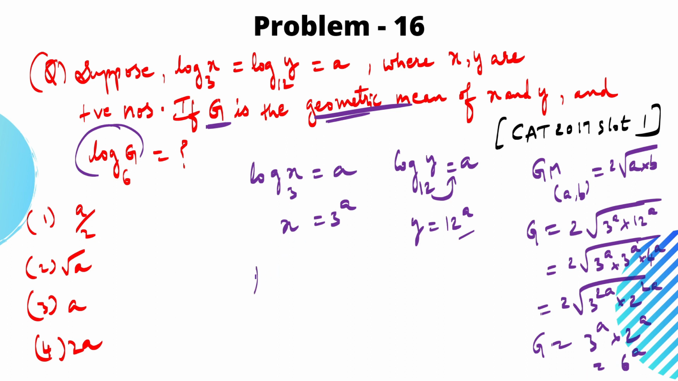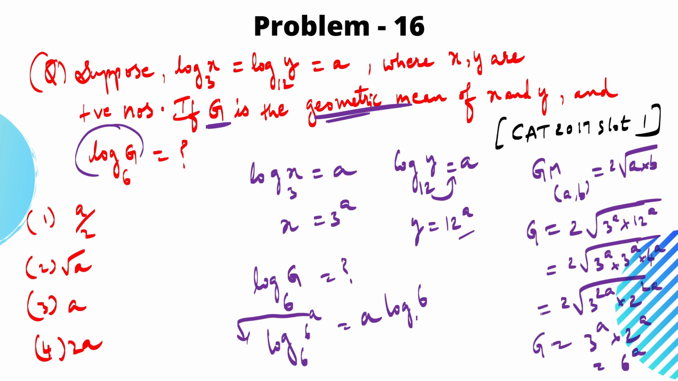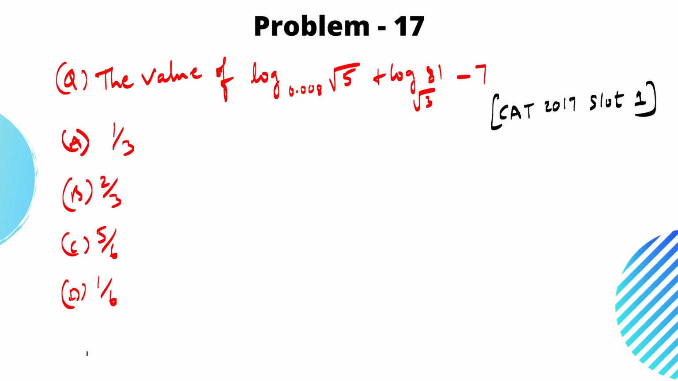Now we are asked to find out the value of log z to the base 6. We know the value of z. Just substitute here log of 6 power a to the base 6. Let us bring a to this side. So a log 6 to the base 6, this is equal to 1. So a into 1 is equal to a. So a is our answer. Alright, so let us solve this.